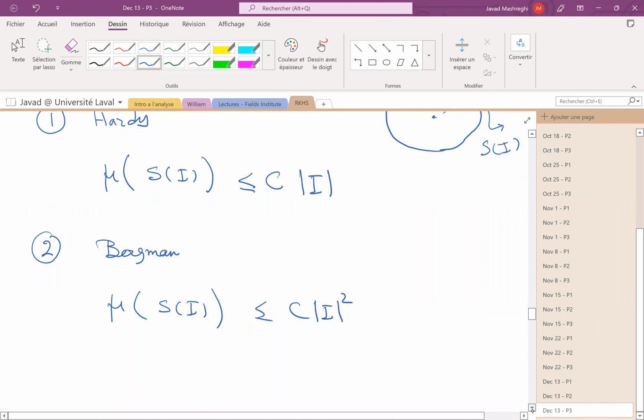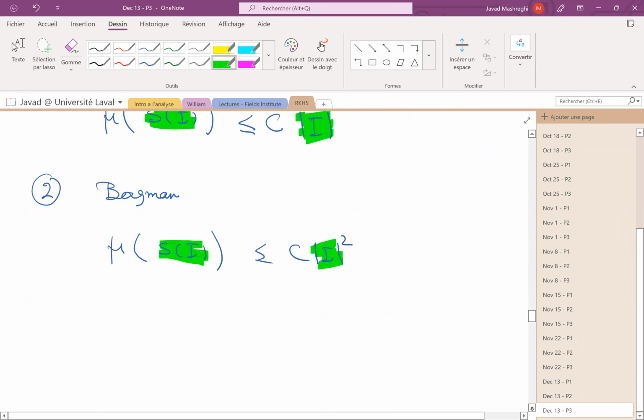Two observations about these two results. In each case, we have just one box, S of I, just one box. And also on the other side, we have the Lebesgue measure. The Lebesgue measure is easy to handle. And now let's see what is the characterization by Stegenga of the Carlson measures for the Dirichlet space.